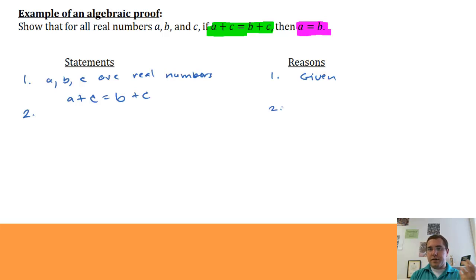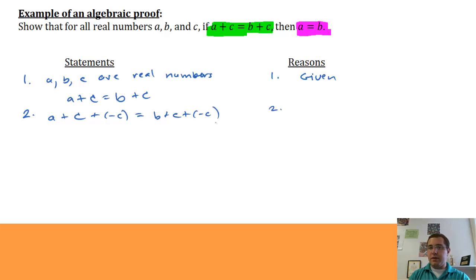Subtraction is really addition in disguise, right? Subtraction is addition of a negative number. So if I want to subtract c, what I'm actually doing is adding negative c to both sides. So I need to add negative c to both sides. A plus c plus a negative c equals b plus c plus a negative c.